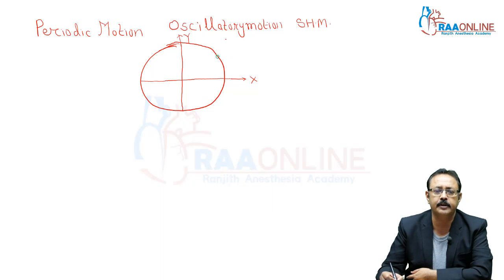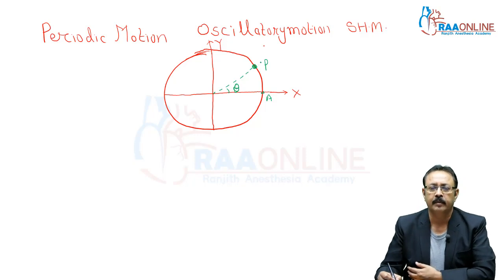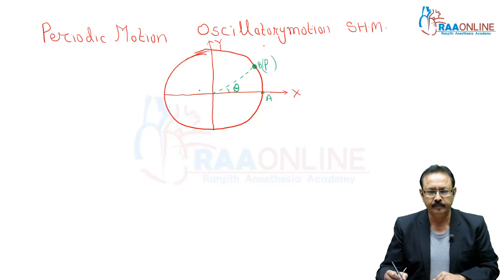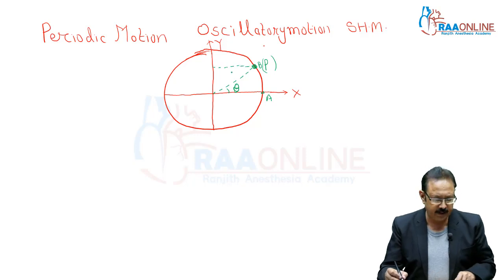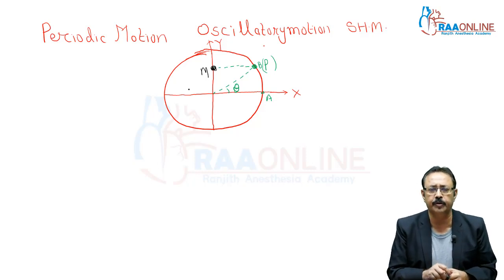At some instant it was at this point, particle P. It started its motion from this point A, and after moving an angle equal to theta, now it is at this position, at point B. Particle P is moving in this circle, but we will not discuss the motion of P. Now see this foot of the perpendicular, M. Now think about the motion of M.